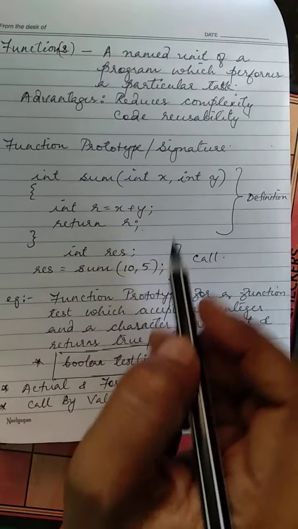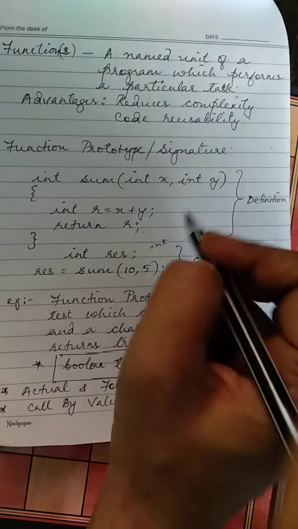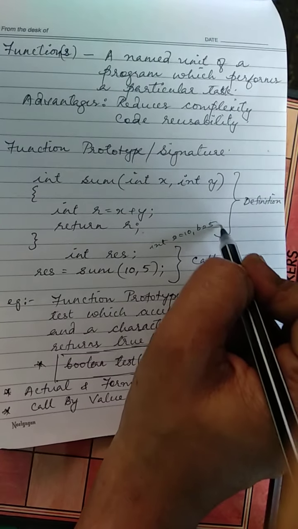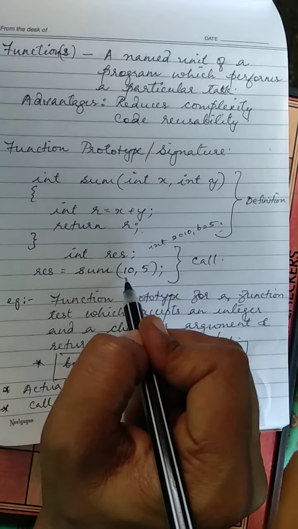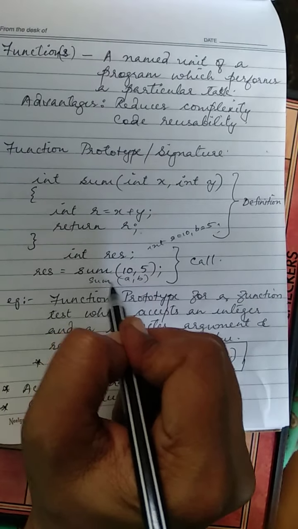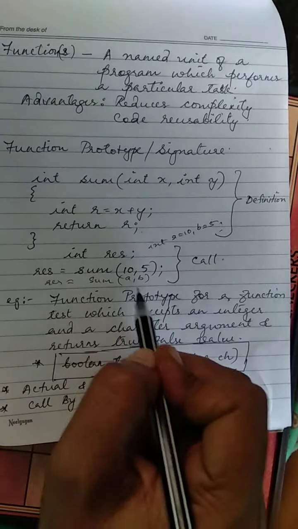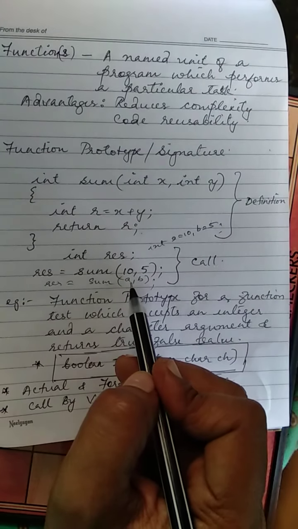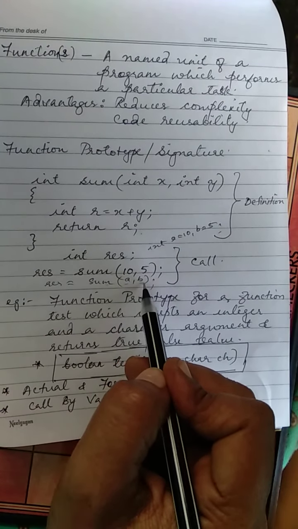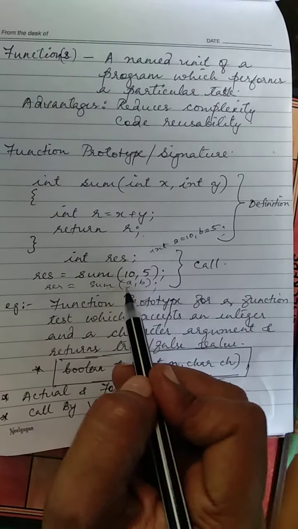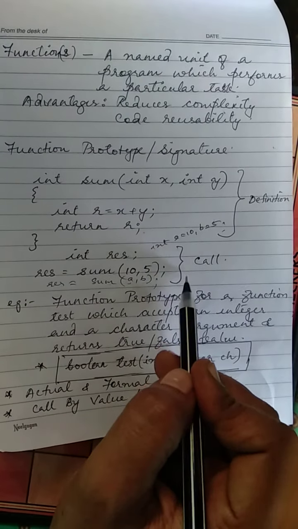See, instead of 10 comma 5, you can write int a equal to 10 comma b equal to 5. If you are writing like that, instead of 10 comma 5, here you can write a comma b. Okay, like this also you can write. But you have to remember, when you call a function, in function call, along with the function name, only the parameter names will be written. No data types are needed with these parameters in function call. Is it okay? So this is function call.